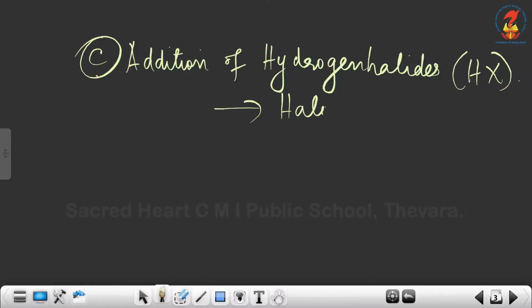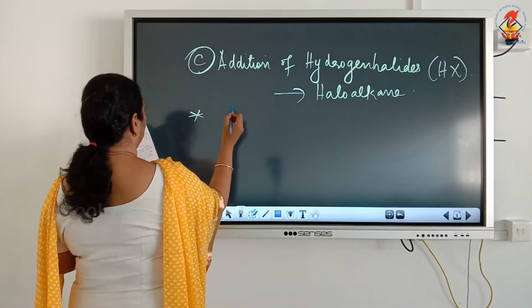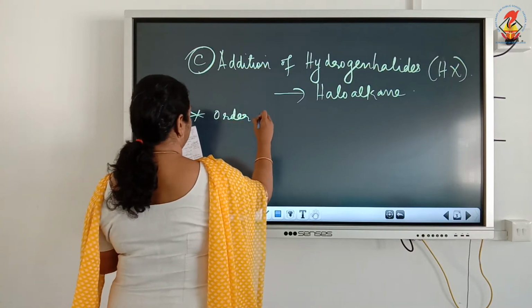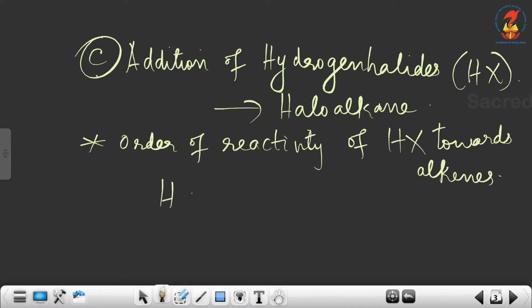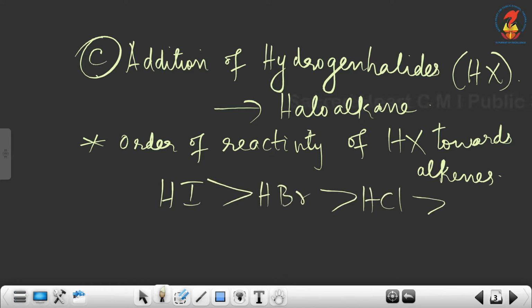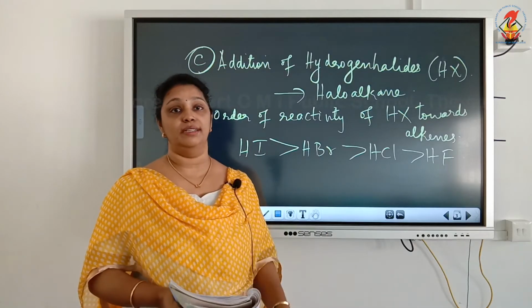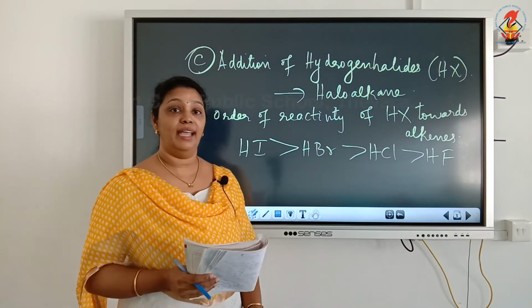is haloalkane. Haloalkane is the product. Now, let's see the order of reactivity of hydrogen halides towards alkenes. We can write the order as hydrogen iodide greater than HBr, greater than HCl, greater than HF. That means hydrogen iodide will react faster with alkene than HBr, then HCl, then HF.